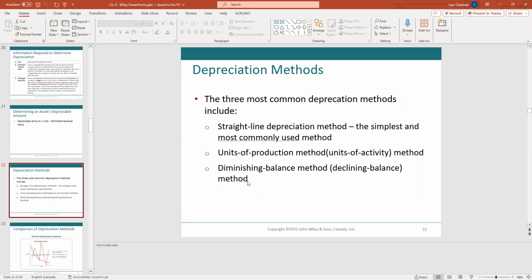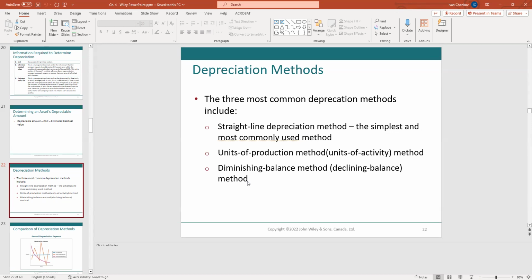Now, how many methods of depreciation may we have? We have three. There might be more, but let's go with the most common depreciation methods. First one is the straight line method. When somebody tells you straight line, that means every year we're going to take the same amount over and over again. Unit of production method is where we use the unit of activity, or how many units this machine produces. That will be our driver for the depreciation.